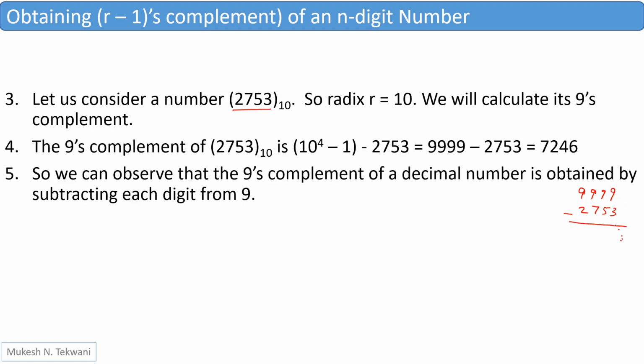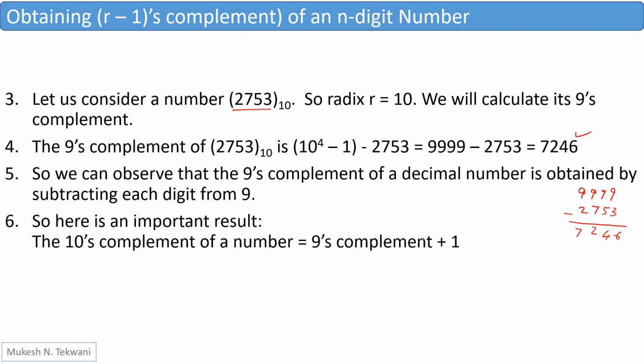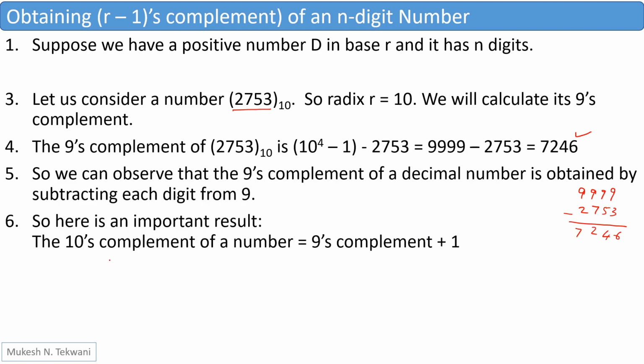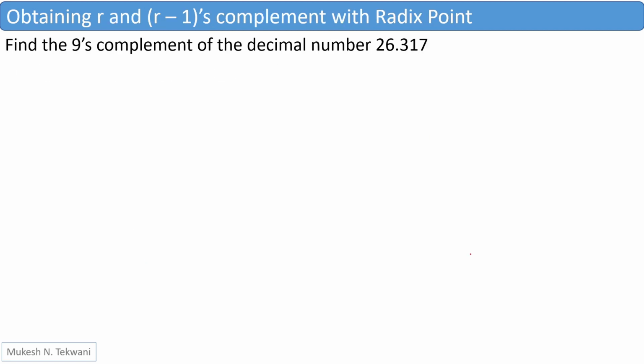So basically it is subtracting each digit of the number from 9. We'll have 9 minus 3, that is 6, then 4, 2, 7. That is the nines complement. So here is an important result: the tens complement of a number is the nines complement plus 1. That is obvious because when we did this calculation, 9999 was 10 raised to 4 minus 1, and therefore the tens complement of a number is the nines complement plus 1. Let us now obtain the r minus 1 complement with a radix point.